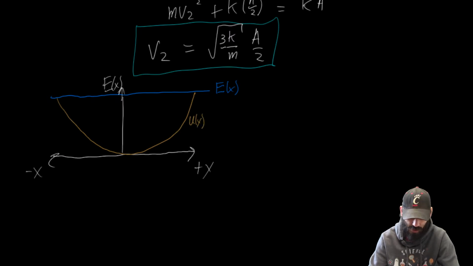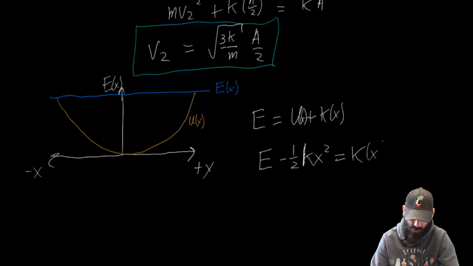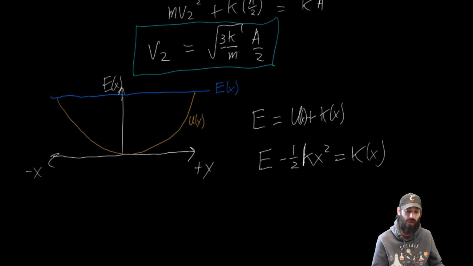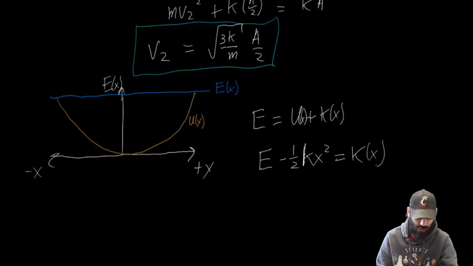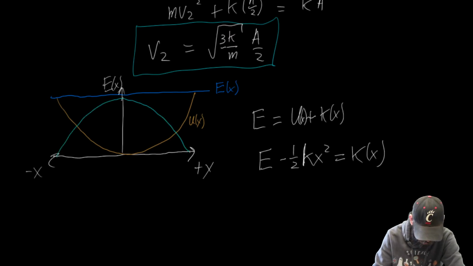But if we write that E is going to be equal to U as a function of x plus k as a function of x, we can rearrange this to find what k as a function of x is explicitly. So we have E minus 1/2 k x squared is going to be equal to k as a function of x. And so this is also a parabola where this is just going to be inverted. And so this is going to look like this now. So we have something that looks like that, okay? And that's really meant to touch this line here. I just didn't draw it quite to scale. So it's coming up like that.